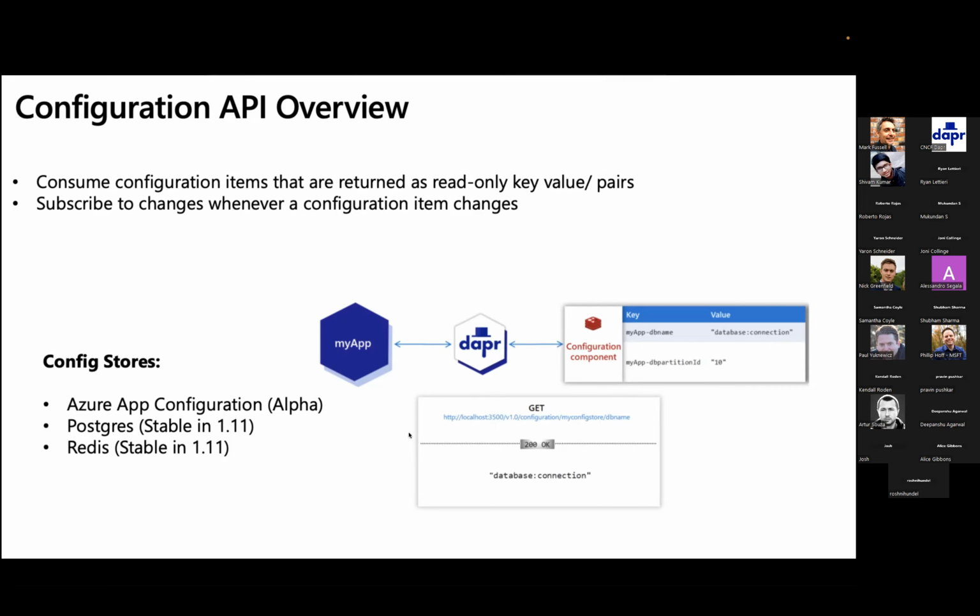I will explain the different formats of the configuration APIs. But currently, there are 3 config stores that we have components for in Dapr. We have Azure App Configuration, and then we have PostgreSQL and Redis. All 3 of these are in alpha right now. But with 1.11, we are moving both Postgres and Redis to stable. Azure App Config, at least for now in this release, will be in alpha, right?